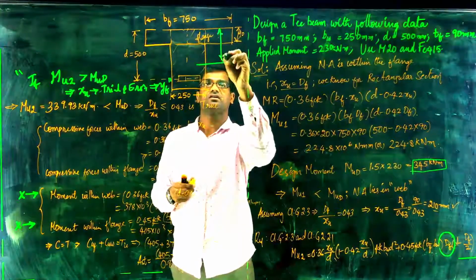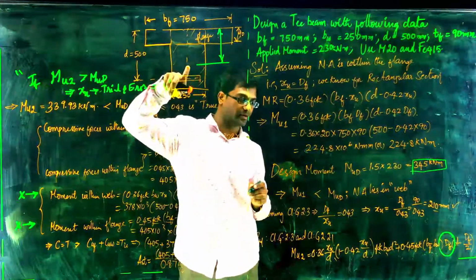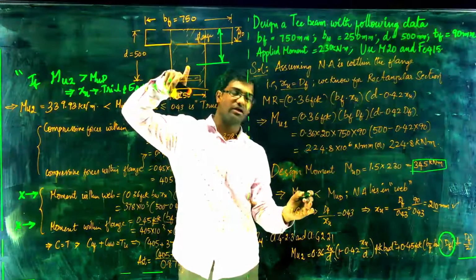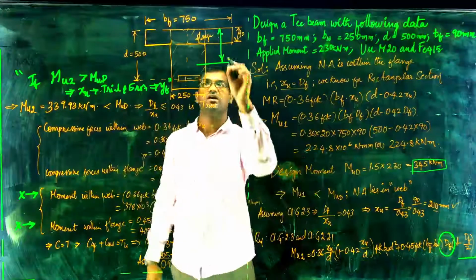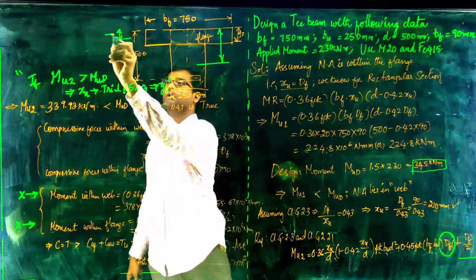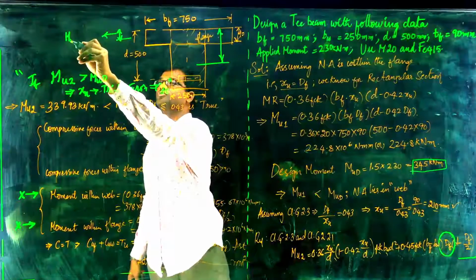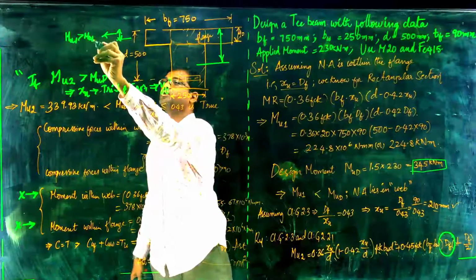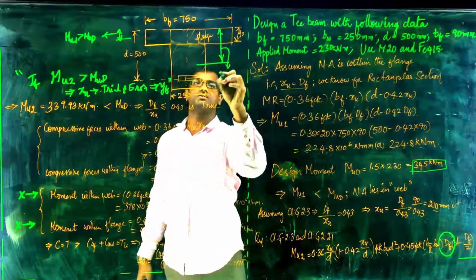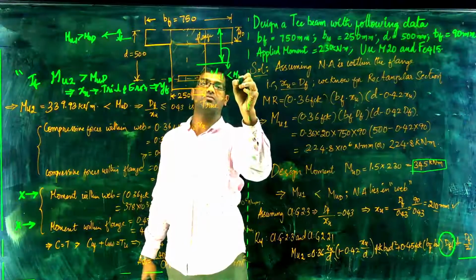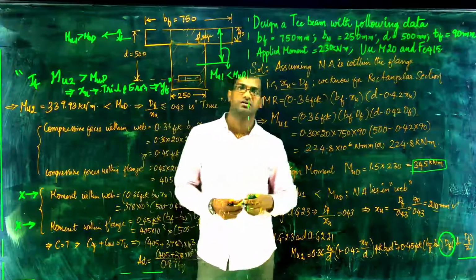If this condition is there, then we'll say that the neutral axis has come to the web, right? And if this condition is not there, if Mu1 is less than Mud, then your neutral axis is within the flange, right? This condition is when Mu1 is Mud. This condition is Mu1 is greater than Mud, right?